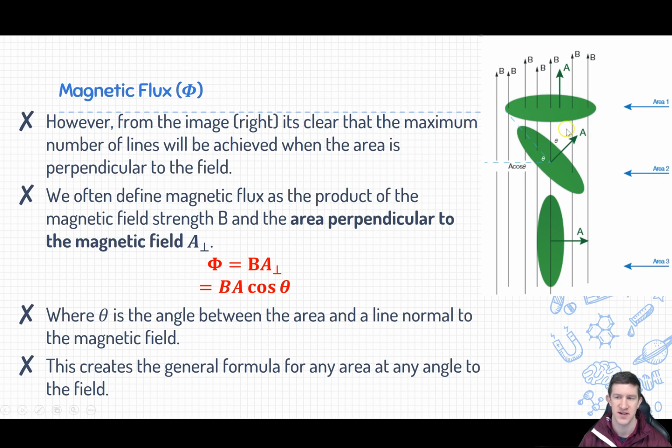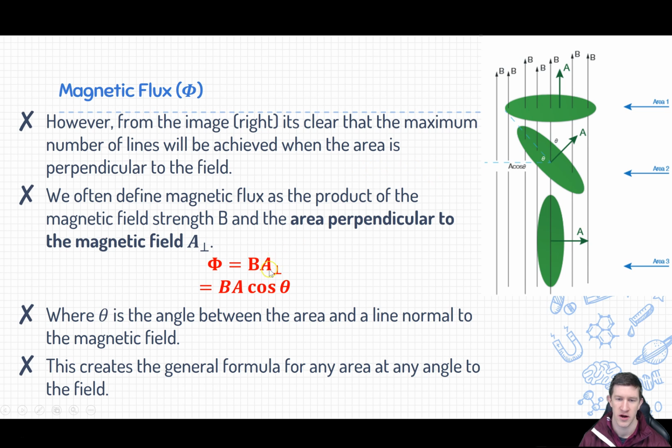From the image that you can see on the right, you can tell intuitively that the angle is going to have some effect. If I want to catch the most number of fish, as these magnetic field lines, then I want it to be perpendicular, because for the same area, if it's perpendicular, it's going to catch more lines than, for example, if it was 90 degrees to it, or parallel. So we often define the flux as the product of the magnetic field strength and the area perpendicular to the magnetic field. Rather than just saying at some area, we define it as the area perpendicular.